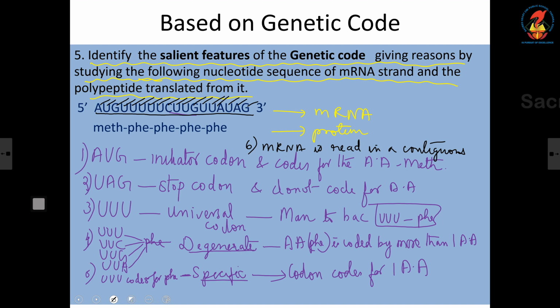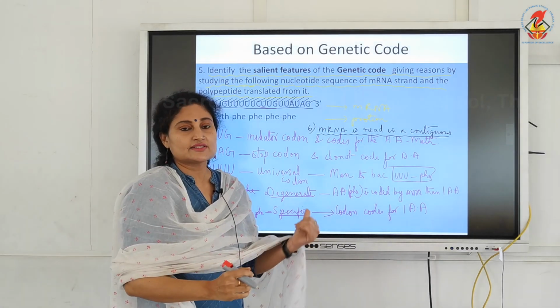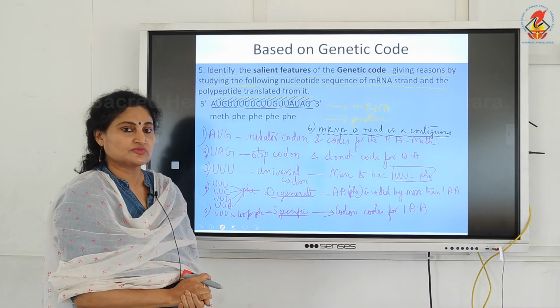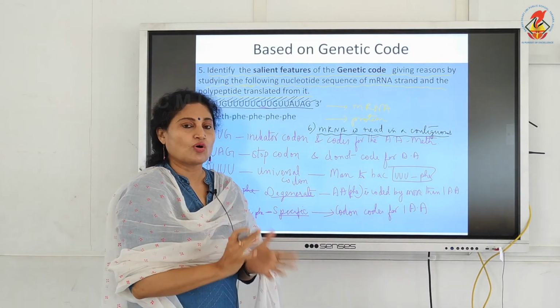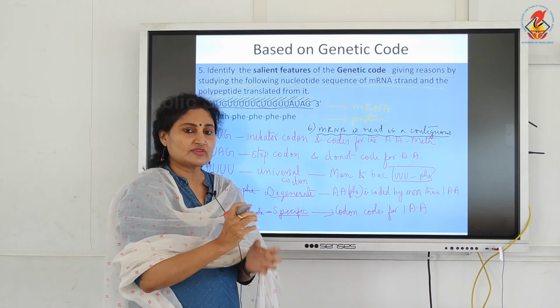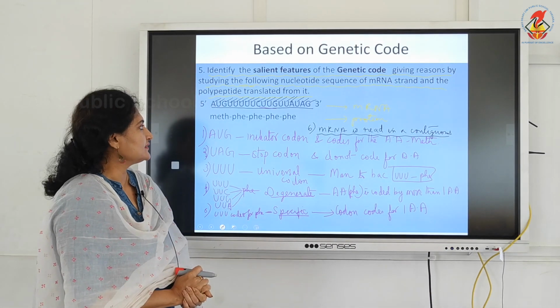When I read it without pausing, there are no gaps, no punctuation. So, I can apply this: mRNA is read in a continuous manner. So, I have incorporated all 6 features of the genetic code, and such a question can come for 5 marks, which means that try to incorporate all the features of the genetic code. Somewhere or the other it can be applied.